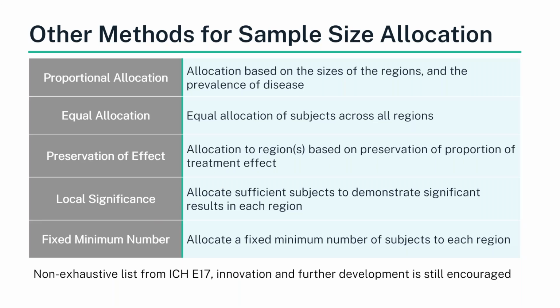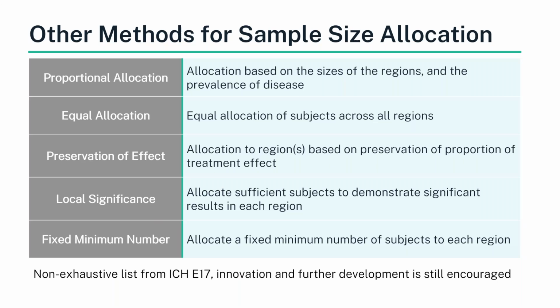And then equal allocation, as we mentioned a minute ago, will maximize the power to show consistency, or I should say maximize the consistency. But then depending on the sizes of the regions and the prevalence of diseases, it may mean that recruitment for one place is much slower compared to the others.